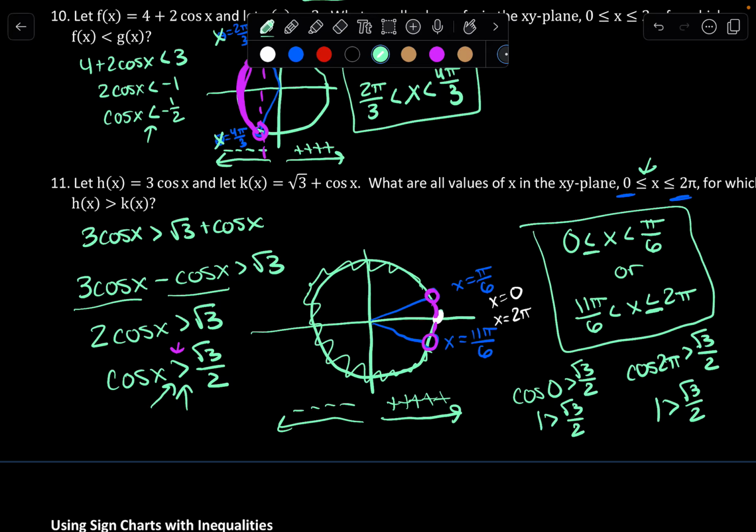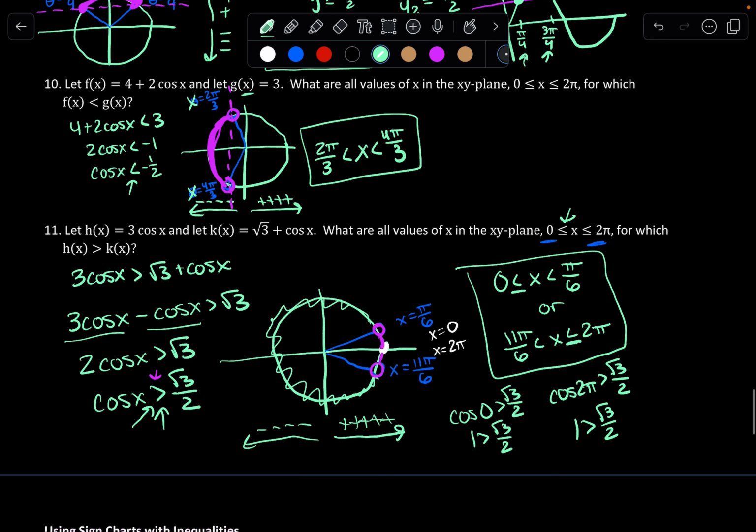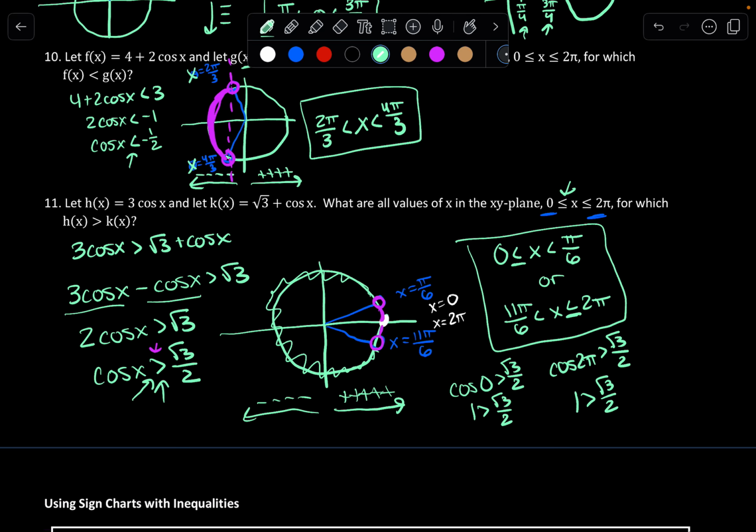All right, this is essentially an introduction to inequalities, and then we will be doing inequalities using sign charts. Hope this helps.